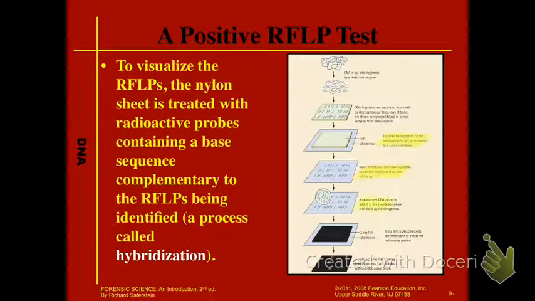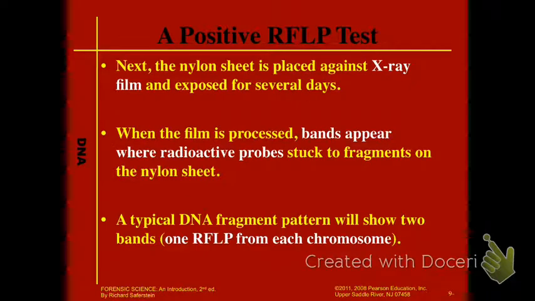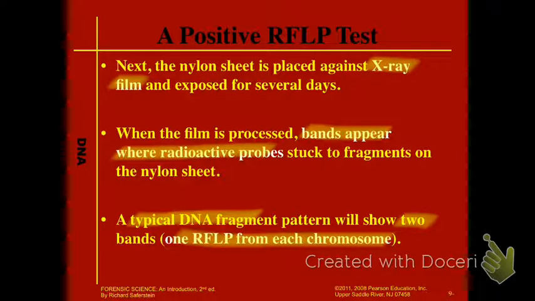We treat the nylon membrane with radioactive probes. This is called hybridization. DNA is not able to be seen by the eye, so we have to make it radioactive and then take an X-ray of it. Now we can see the banding patterns. So like I said before, we literally take X-rays, and the radioactive probes will make the bands appear. A typical DNA fragment will show two bands, one restriction fragment length polymorphism, one RFLP, from each chromosome.